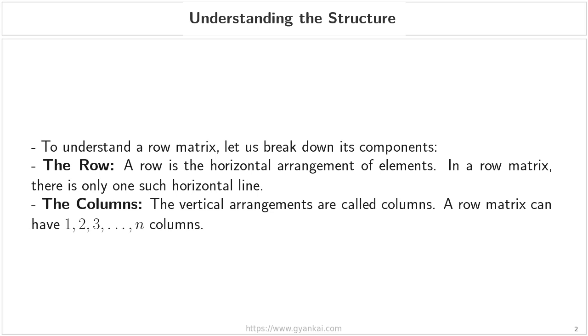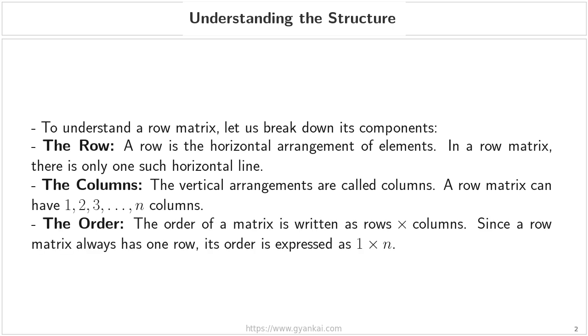While rows are horizontal, columns are the vertical arrangements. It is important to note that while the row count is fixed at 1, a row matrix can have any number of columns, whether it is 1, 2, 3, or any positive integer n. This brings us to the concept of the order of a matrix. The order is always written as the number of rows multiplied by the number of columns. Because a row matrix always has only one row, its order is expressed as 1 by n.